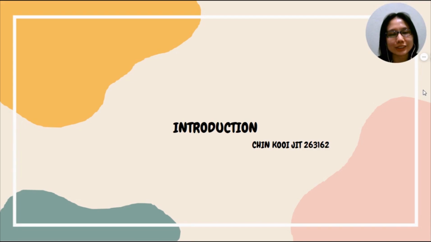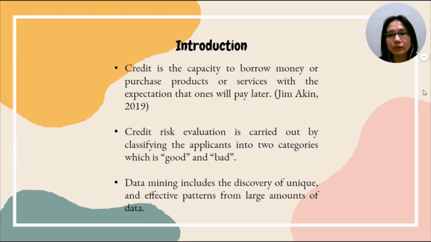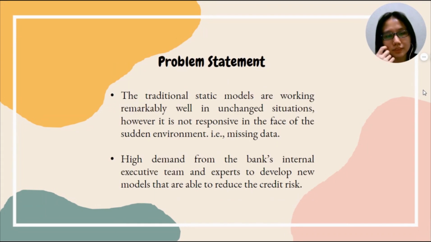Greetings, I'm SQIT3033. To begin with, credit is the capacity to borrow money or purchase goods or services with the expectation that one will pay later. Credit risk evaluation is carried out by classifying the applicants into good or bad categories. Data mining includes the discovery of unique patterns from big data. The traditional static models work remarkably well in unchanged situations, but not in sudden environment changes, such as missing data. Therefore, there is high demand from the banks to develop new models that are able to reduce credit risk.